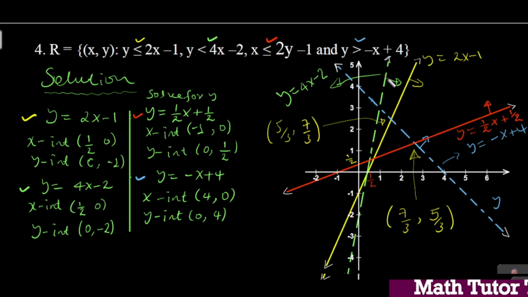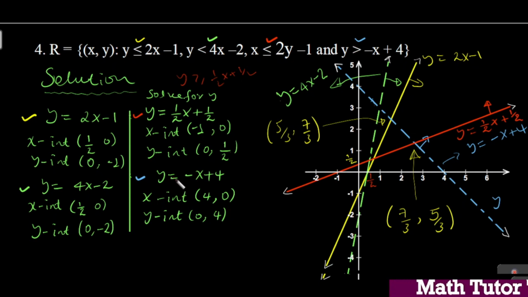Next, we must first solve for y. Since it says x is less than or equal to 2y minus 1, when we solve for y, y equals 1/2 x plus 1/2. When we connect these 2 points, we get this line. We shade above the line because y is greater than or equal to 1/2 x plus 1/2. We shade above the line.